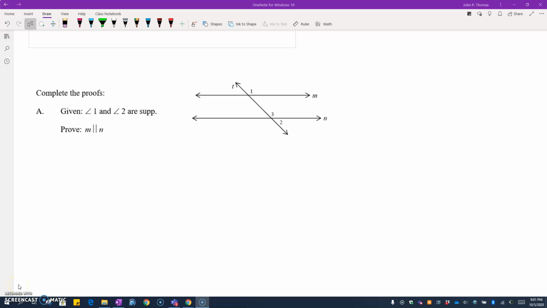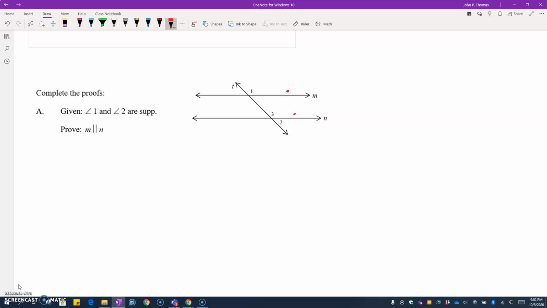All right, so let's take a look at the first of the proofs that we have down here. And again, we're not doing really formal proof this year, but we are going to look at building the argument. So in this one it says, given angle 1 and angle 2 are supplementary, prove that lines M and N are parallel. So our goal is showing these two are parallel. All right, and this time I'm going to go back to our basic understanding of parallel. So we're really going to work to show that we have a pair of corresponding angles that are congruent.